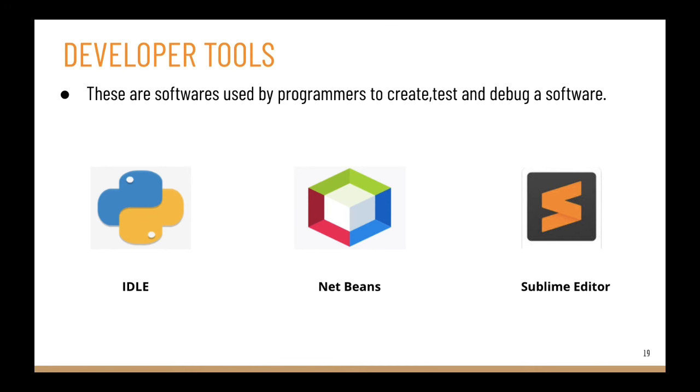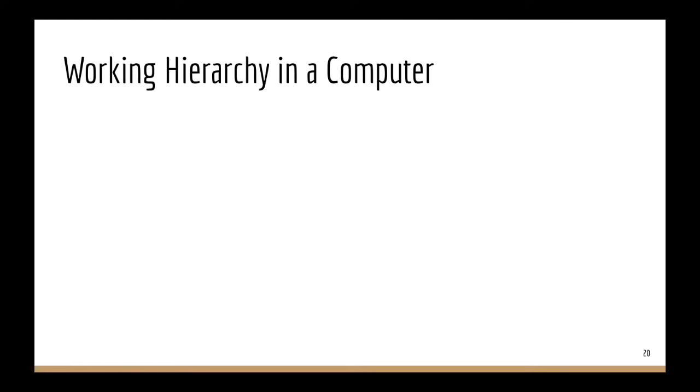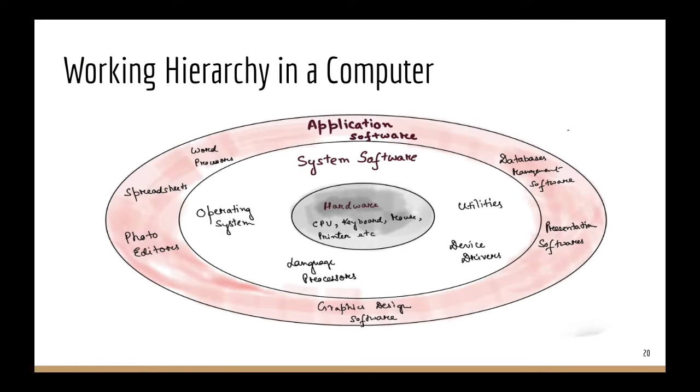Okay. Now, at the end, I would like to show you the working hierarchy in a computer. Now, at the extreme internal, we have the hardware. Means as I purchase the computer, what am I purchasing? I am purchasing the hardware. Hardware consists of the parts which we can feel and touch, like CPU, keyboard, mouse, printer, etc. But we cannot run the hardware individually. For running the hardware, we require something known as system software.